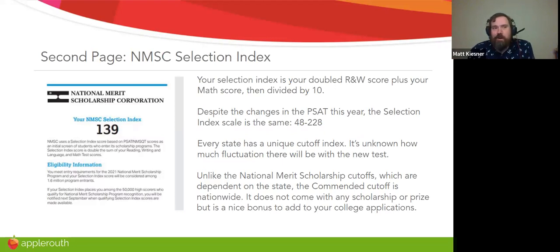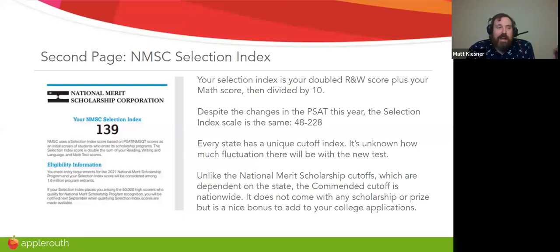cutoffs from prior years. I would recommend a Google search for your state and the national cutoff for current seniors, and then just know that it may wiggle a little bit, and I would think maybe you might go up or down a point or two. But if you're somewhere near that, then wait and see.